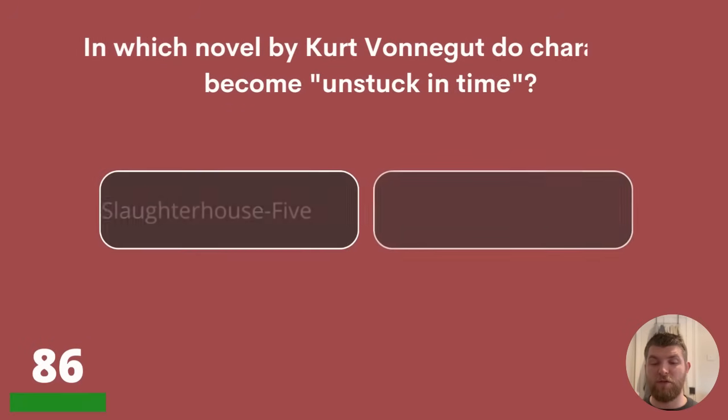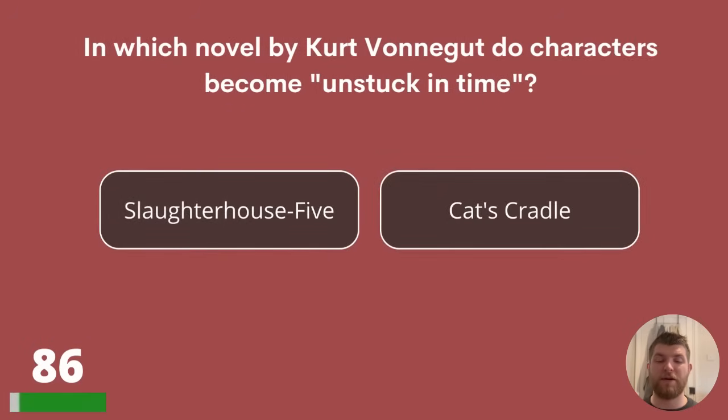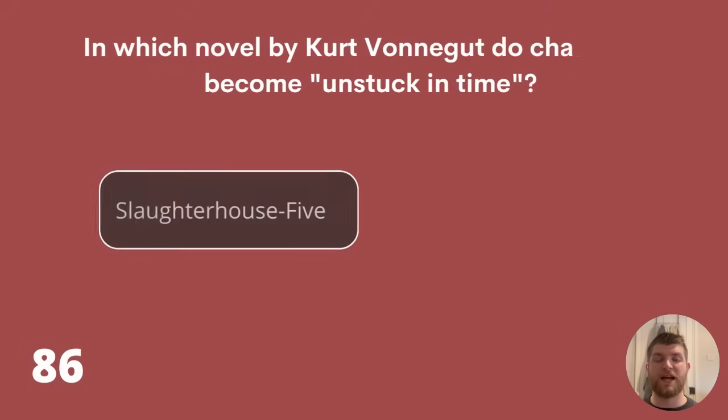86. In which novel by Kurt Vonnegut do characters become unstuck in time? Slaughterhouse-Five or Cat's Cradle? The answer is Slaughterhouse-Five.